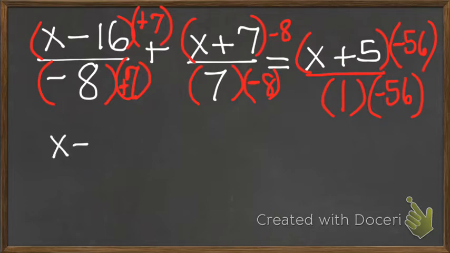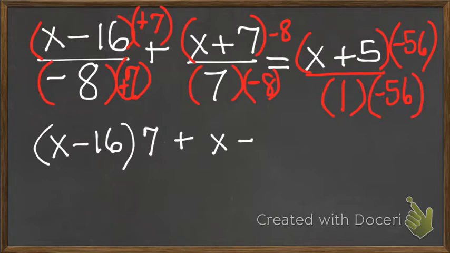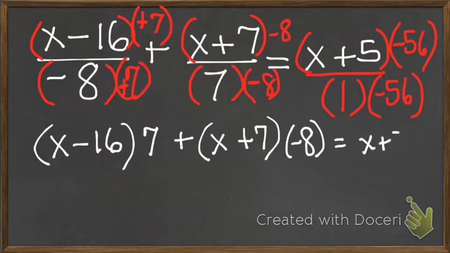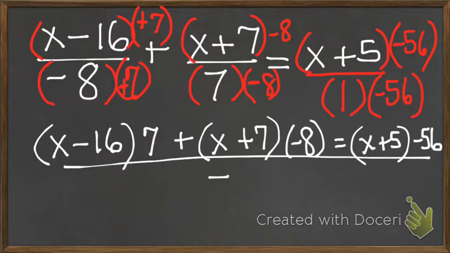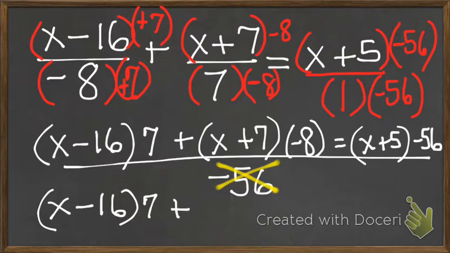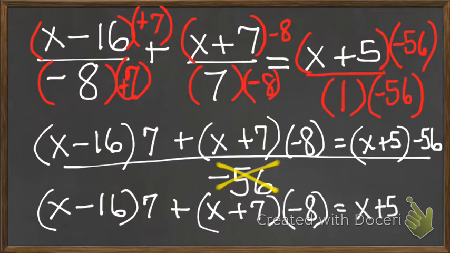Okay, so now let's write what we have. We have x minus 16 times 7 plus x plus 7 times negative 8 equals x plus 5 times negative 56. And all of this is over negative 56. Since the bottoms are exactly the same, you're going to cross out the bottom and you're left with x minus 16 times 7 plus x plus 7 times negative 8 equals x plus 5 times negative 56.